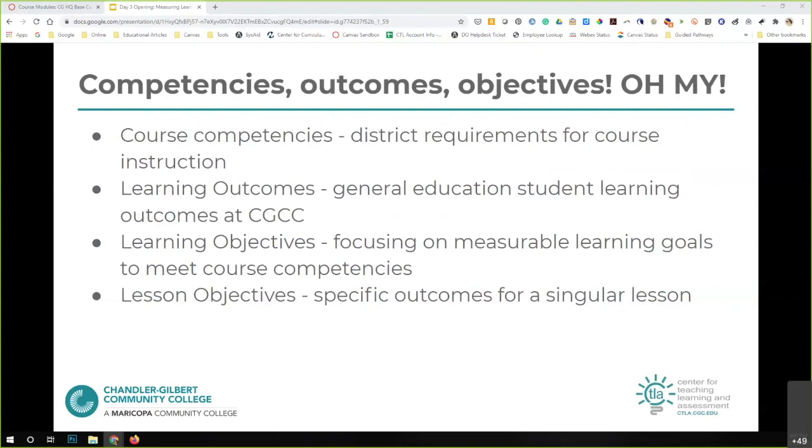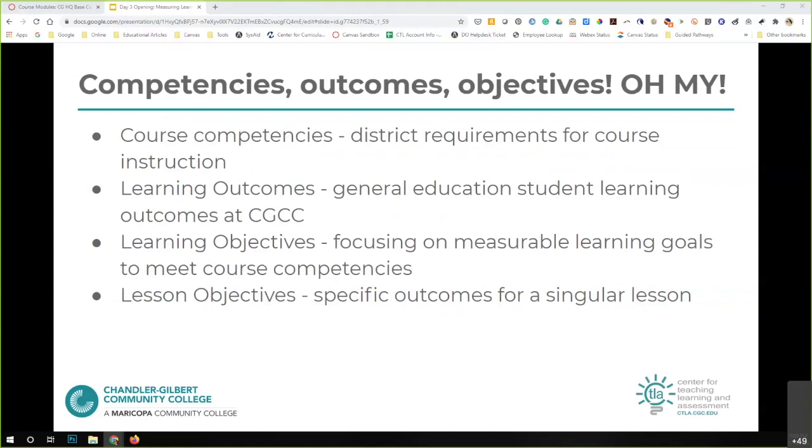Learning objectives. So learning objectives and course competencies are the two that we've been talking to you about so far. And so your learning objectives are usually something that's a little more focused than your course competency. So if you have a broad course competency, you might write 1, 2, 3 different learning objectives that will meet that course competency that you will use across your lessons in order to meet the course competency. So a learning objective is going to be a little more specific than your course competency, and it's going to focus on those measurable learning goals that you want the students to meet in order to meet those course competencies.